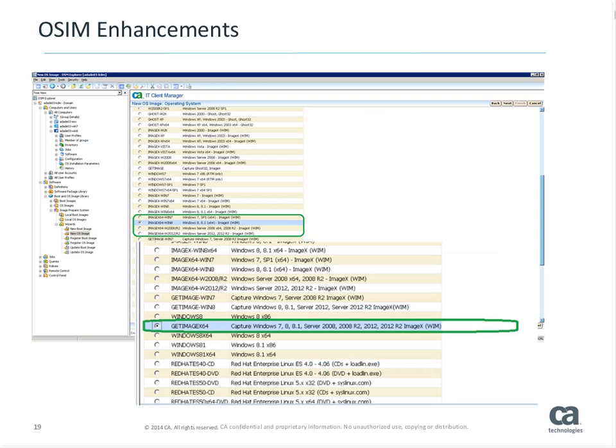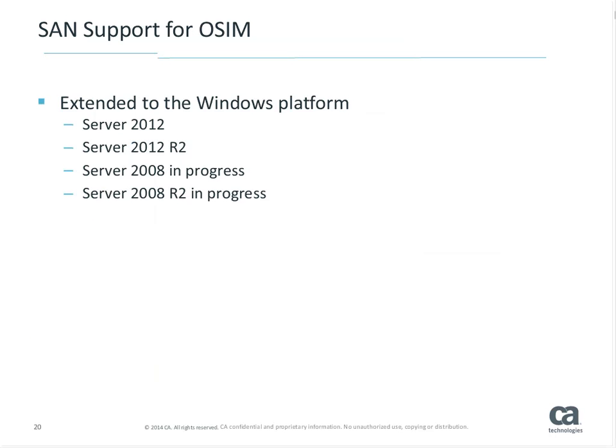We made some OSM enhancements. We've added support for 64-bit get image. We've also added SAN support for Windows. In the past, we've already had SAN support when the operating system is put on a SAN drive for Unix and Linux environments, but we've now added it to extend it to the Windows platform as well.